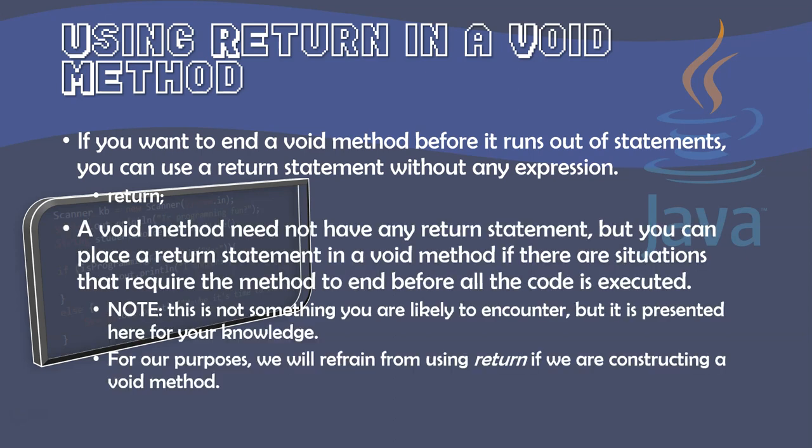Now, a void method need not have any return statement in it. But you can place a return statement in a void method if there are situations, as I mentioned, such as using a condition to test for certain things, that require that the method end before your entire code is executed. Now, this is not something you're likely to encounter, especially in the examples we're first starting off with, but it's presented here more for our knowledge. And for our purposes here, we're going to refrain from using return if we're constructing a void method. As you get more advanced in your programming career and become more comfortable, there might be situations where you say, you know what, it'd be really handy for me to exit out of this early, and if this is not the case, I can just continue execution of the code.